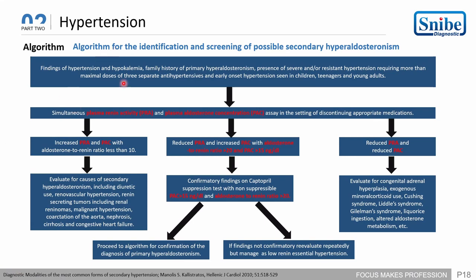So with that finding of hypertension and hypokalemia, the family history of primary hyperaldosteronism, or the presence of severe and resistant hypertension requiring the maximum dose of separate antihypertensives, and early years of onset. So if we talk about this, you can see the algorithm for the identification and screening of the possible secondary hyperaldosteronism.